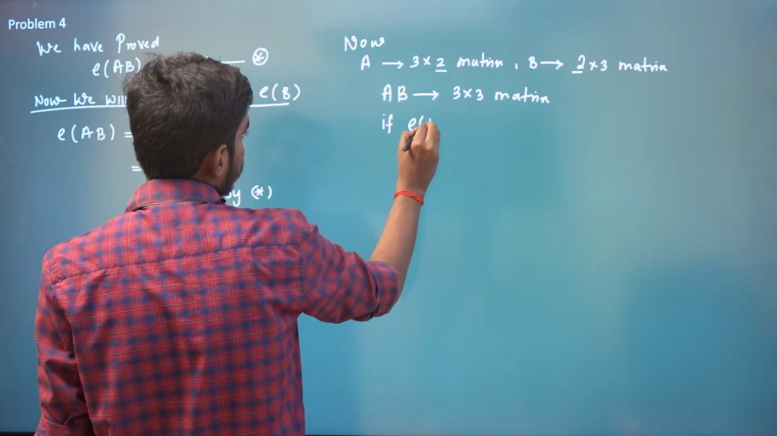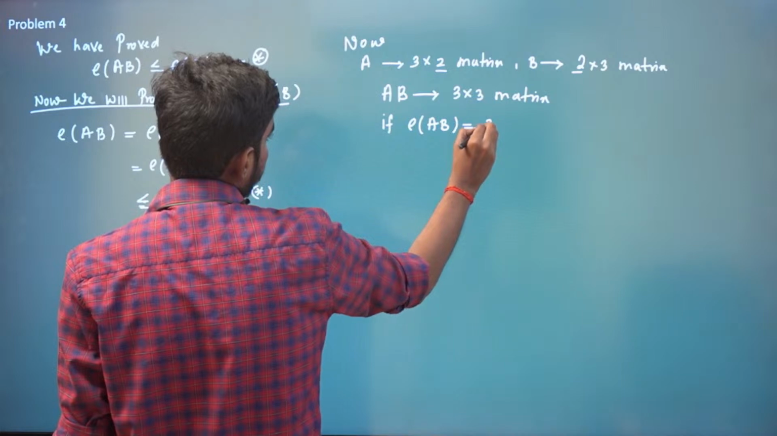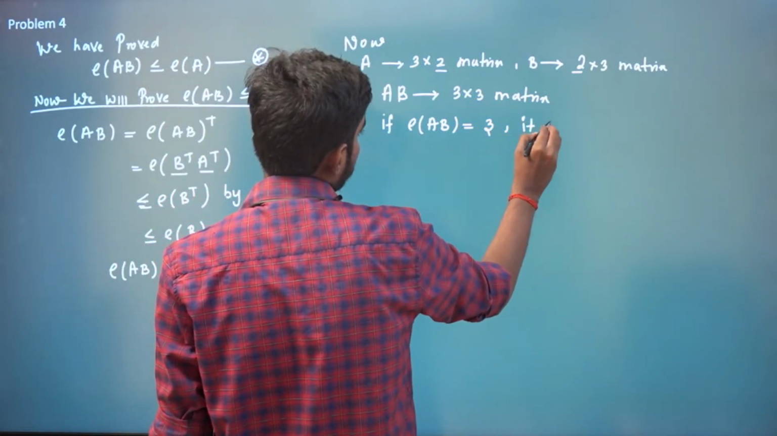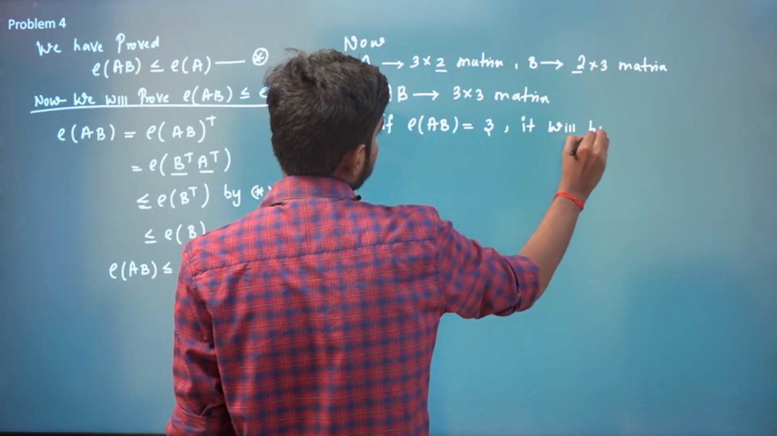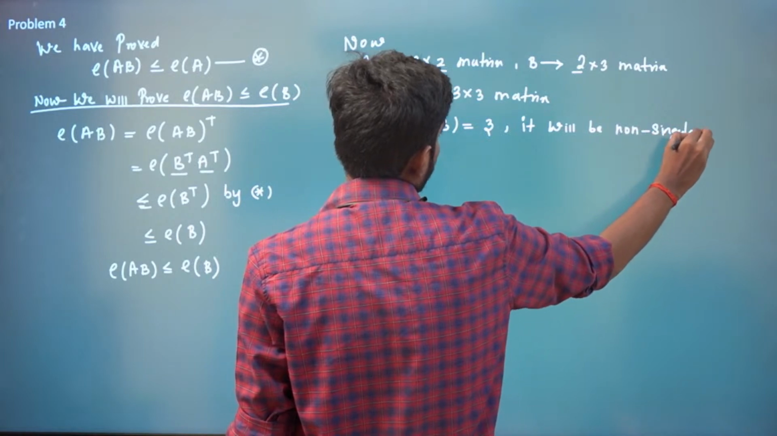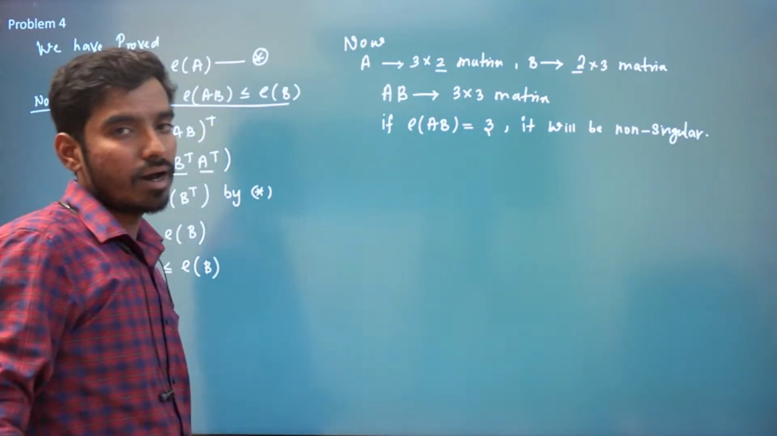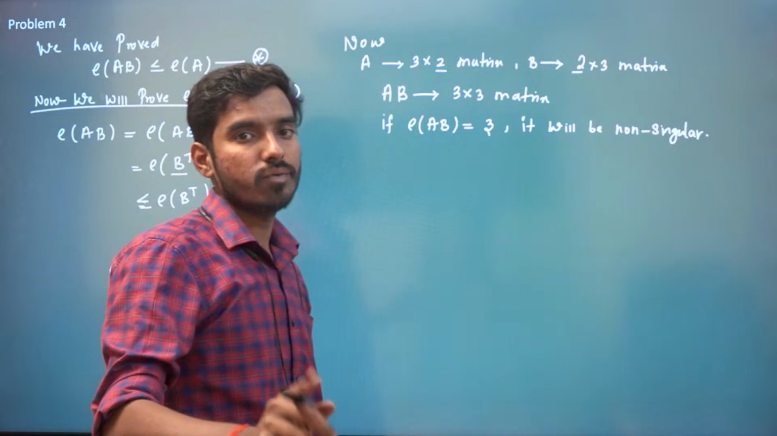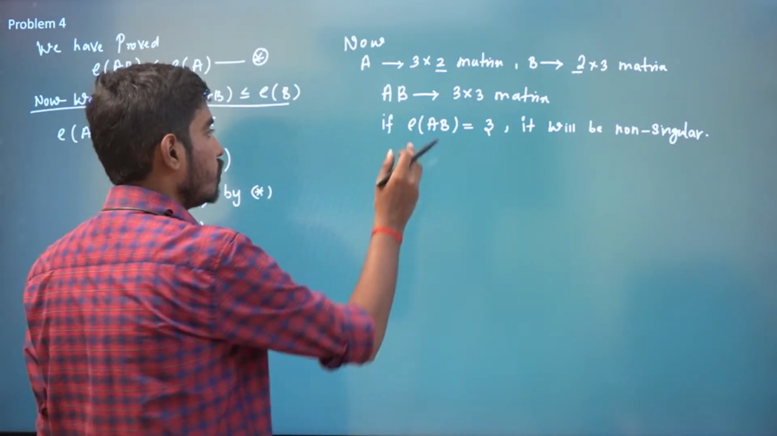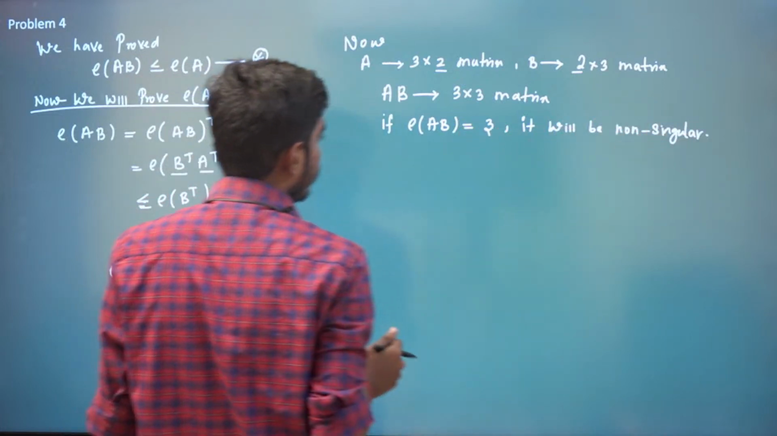If rank of AB is 3 only, it will be non-singular. Yes or no? If rank of AB is 3, the determinant will be not equal to 0, since AB is already a 3 by 3 matrix. Basic ideas. If rank of AB is 3, then it will be non-singular.